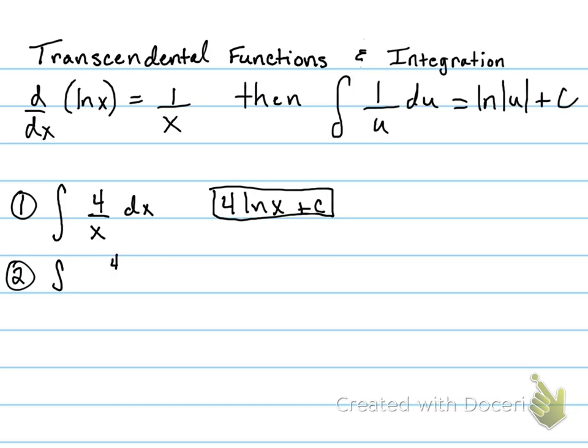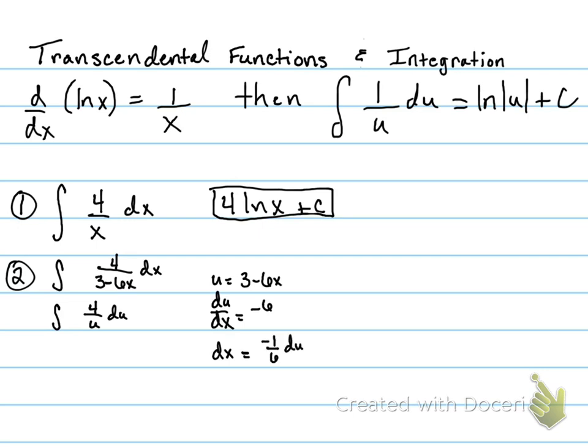Okay, look at number 2. We have 4 all over 3 minus 6x dx. What I want to do is convert this problem into something like a 4 over u du type problem. In order to do that, we need to do some u substitution here. I'm going to let u be 3 minus 6x, so my du dx is going to be negative 6. When I solve for dx, I get negative 1 over 6 du.